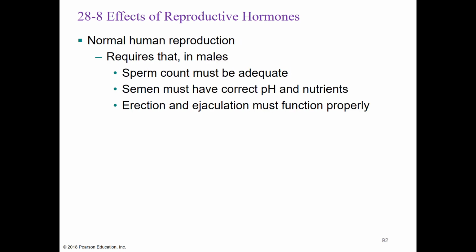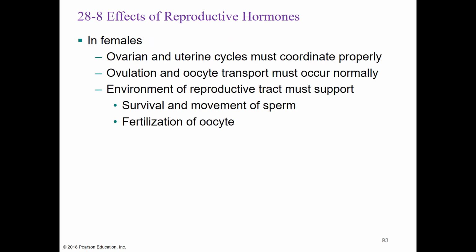Normal human reproduction requires that in males, sperm count must be adequate. Semen must have the correct pH and nutrients, and erection and ejaculation must function properly. In females, the ovarian and uterine cycles must coordinate properly. Ovulation and oocyte transport must occur normally. The environment of the reproductive tract must support the survival and movement of sperm and the fertilization of the oocyte.